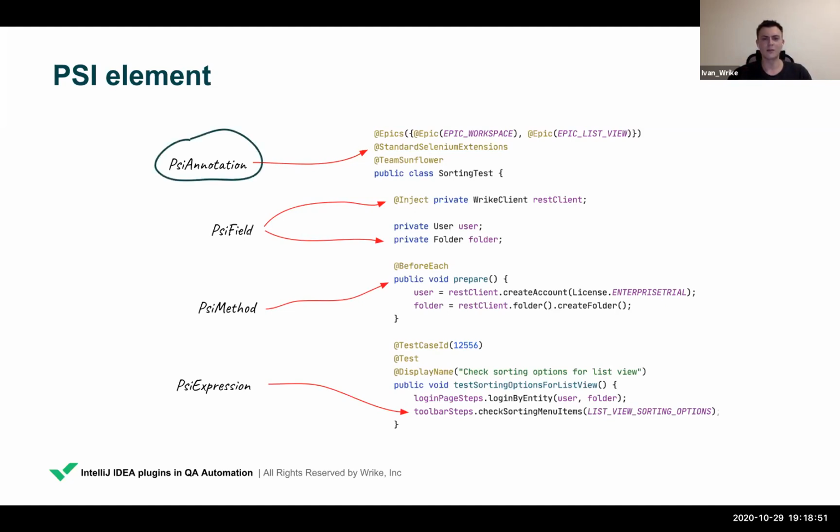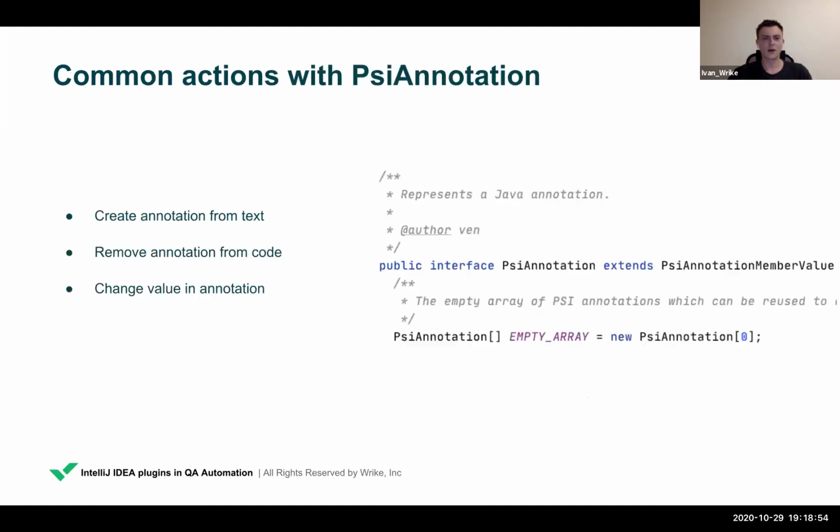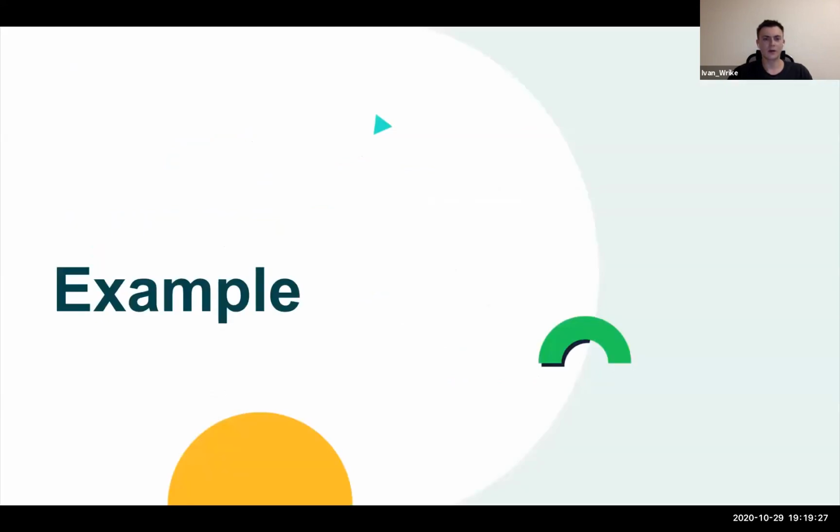Let's look at PSI annotation in detail. Here I put common actions with PSI annotation. For example, you can create your own annotation from a string in IntelliJ IDEA, or you can remove an annotation from your code, or change the value inside your annotation. Frankly speaking, there are more actions, but I put here really common ones. And let's look at an example of when we can use IntelliJ IDEA for code refactoring.